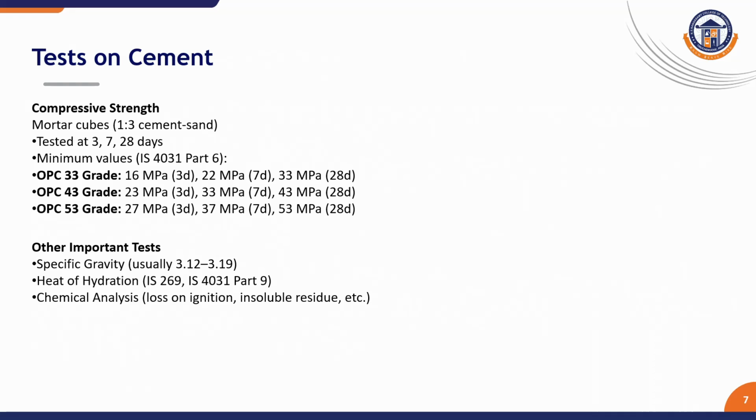Hydration occurs in stages: initial reaction, dormant period, acceleration, and then deceleration. Factors like water cement ratio, temperature, fineness of cement, and admixtures affect hydration. The consequences are setting, strength development, heat evolution, and shrinkage.